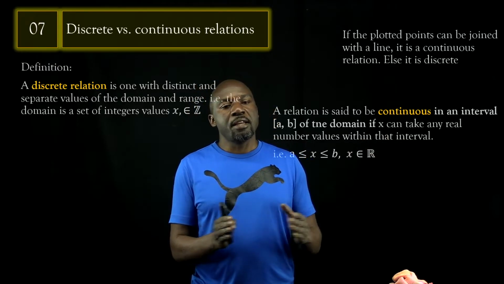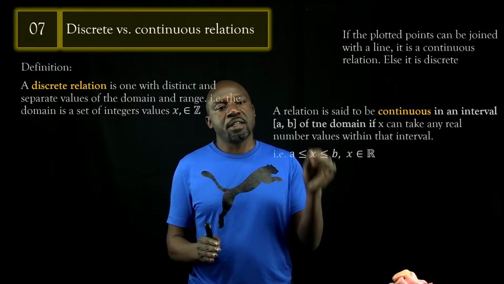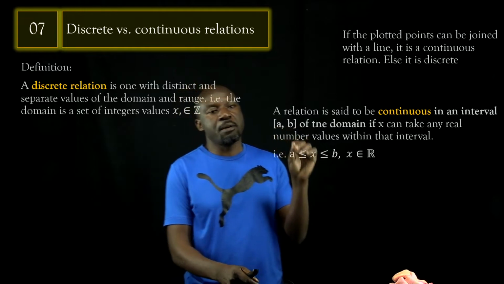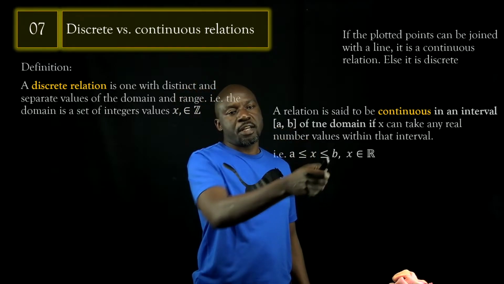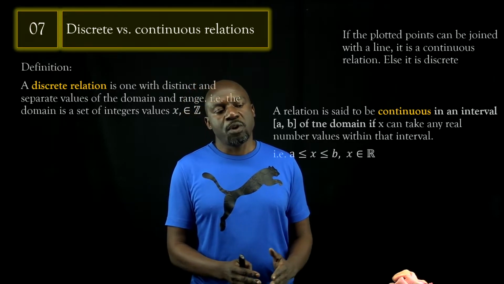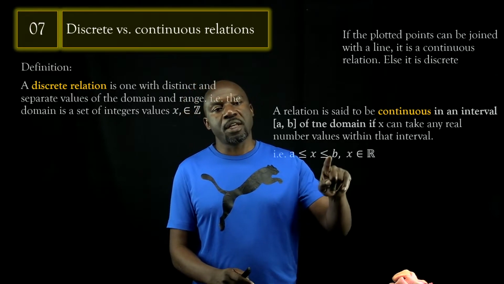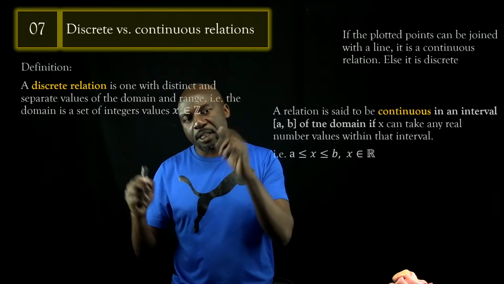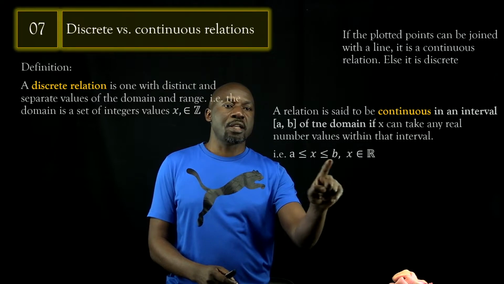So it could be anything in between. So we can't represent it using distinct numbers. We can't use distinct or separate numbers to represent a relation in such a case. So in such a case, the values of x will be a range of values. So when we are representing the domain, we do not represent it as a set of numbers as we did earlier. Instead, we express it with something like this.